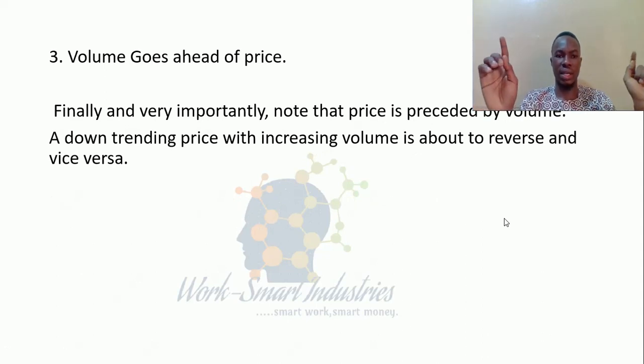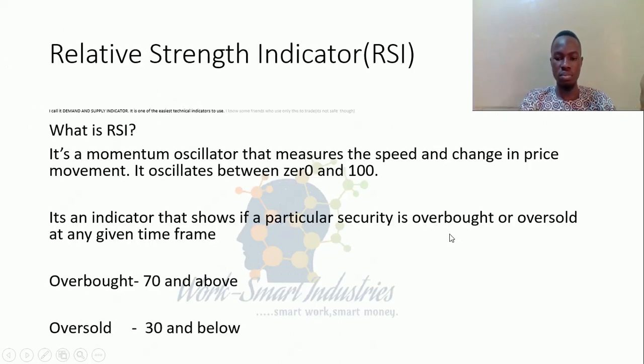Thirdly, volume goes ahead of price. I think I mentioned this earlier. Price is preceded by volume. So if there's an increase in volume, there's usually an increase in price that accompanies it. And if there's a decrease in volume, there's usually a decrease in price that accompanies it. So finally, and very importantly, note that price is preceded by volume. A downtrending price with increasing volume is about to reverse, and an uptrending price with decreasing volume is also about to reverse. So that's that about volume.